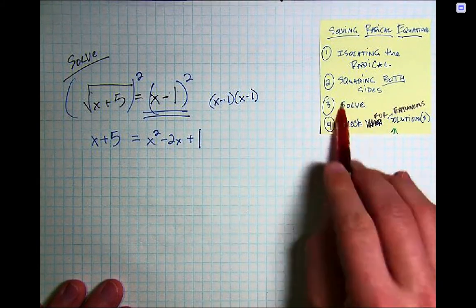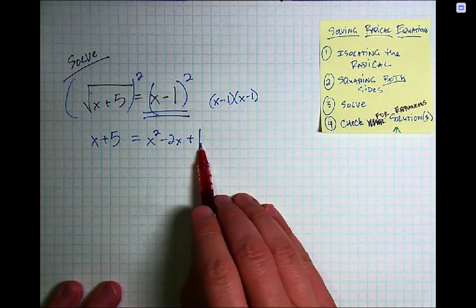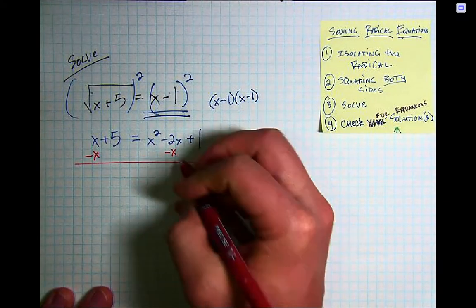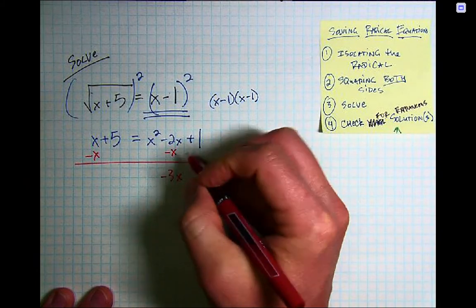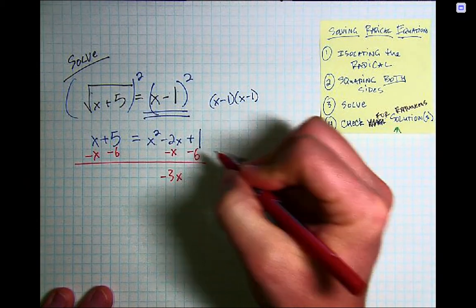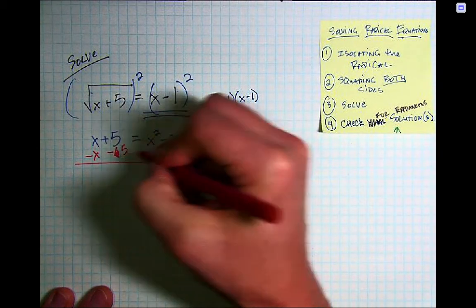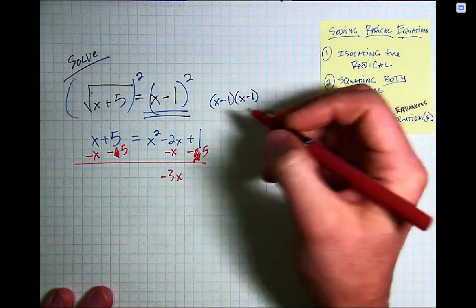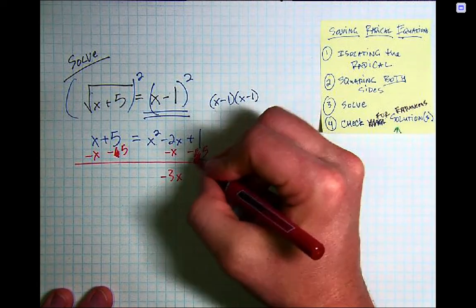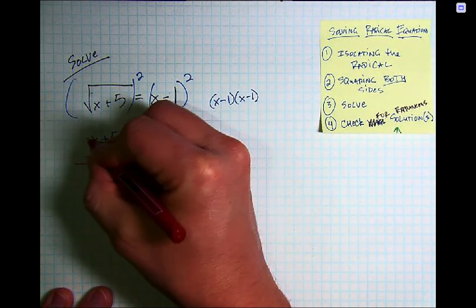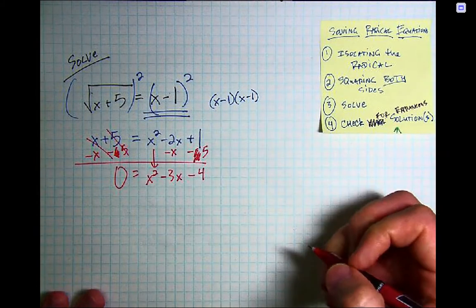Now what do I have to do? I've got to solve this, and it's going to be quadratic-ish. So I've got to take away an x from both sides. That's going to give me a negative 3x. I've got to take away a 5 from both sides. So 1 minus 5 is negative 4. This will come down. Now I've got the 0 that I always wanted my whole life.